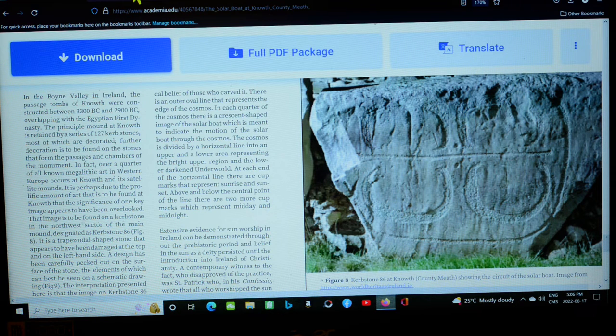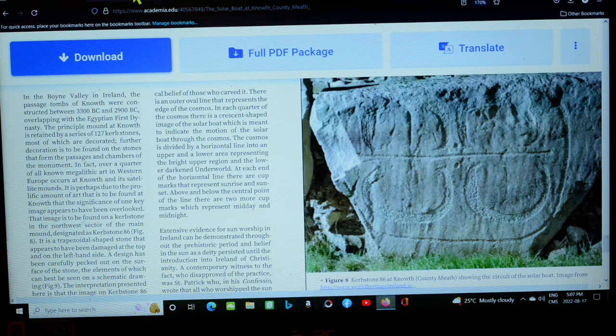And then there's some upturned crescents, including one that appears to have some vertical lines in the upturned crescent, kind of like the masts of a boat, which may or may not be the case, but these are certainly possible solar boat symbols carved into the equinox stone at Loughcrew.